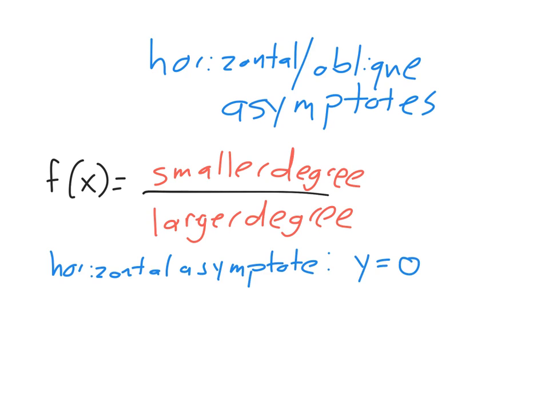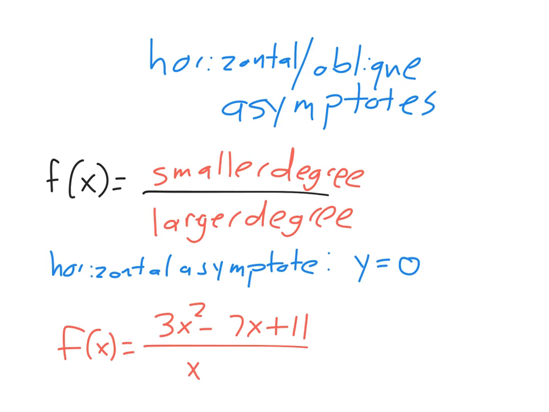So for an example, if I had f of x equal to 3x squared minus 7x plus 11 over x to the third, and I ask you, does this have a horizontal or an oblique asymptote? You would say it is horizontal because the denominator has a greater power than the numerator. And I automatically know it's at y equals 0. That's the easiest case, whenever the degree of the numerator is smaller.